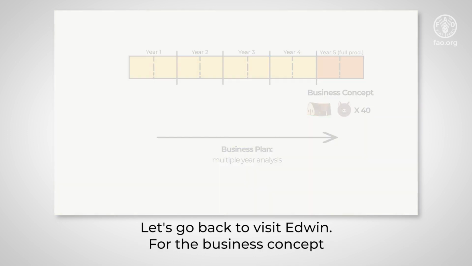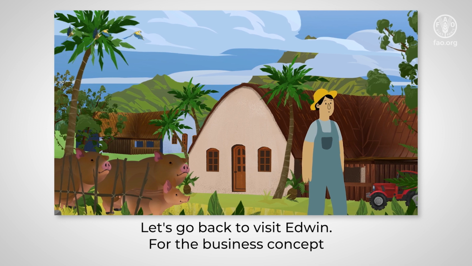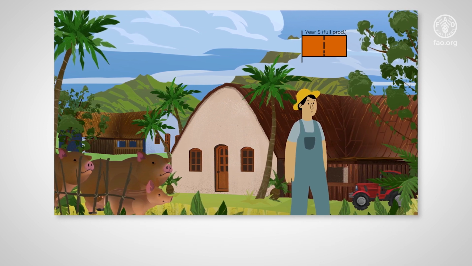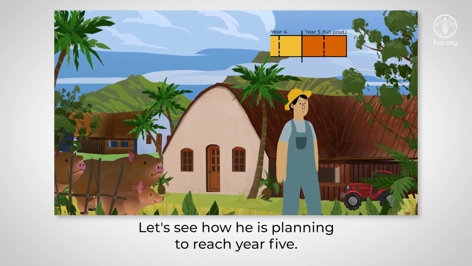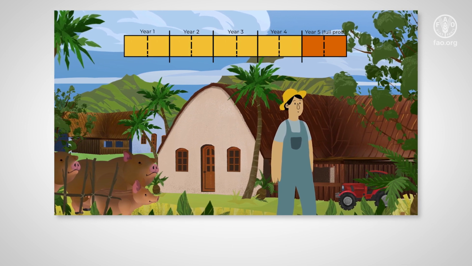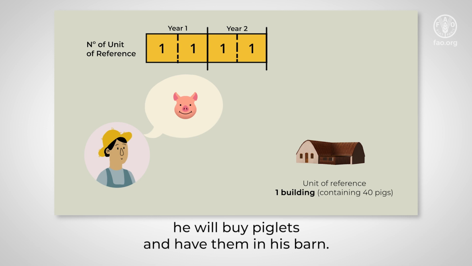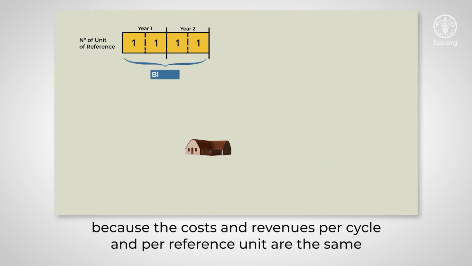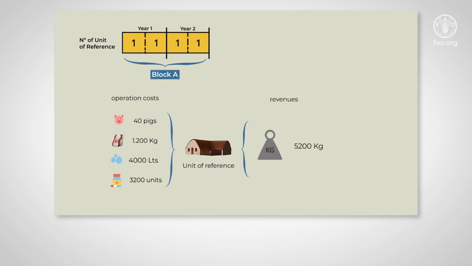Let's go back to visit Edwin. For the business concept, we assessed year 5, the year in full production. Let's see how he is planning to reach year 5. For the first 2 years, he will buy piglets and have them in his barn. We will use the same block for year 1 and 2 because the costs and revenues per cycle and per reference unit are the same.